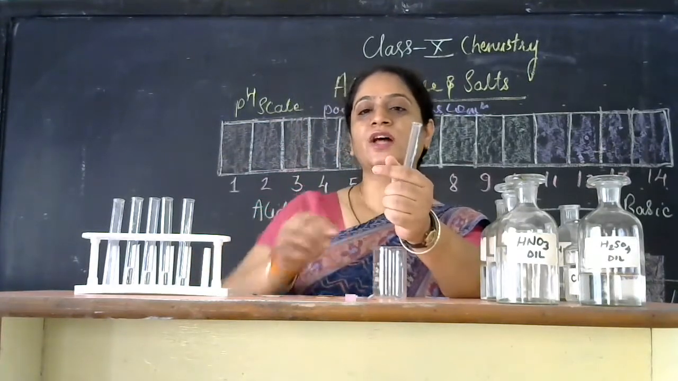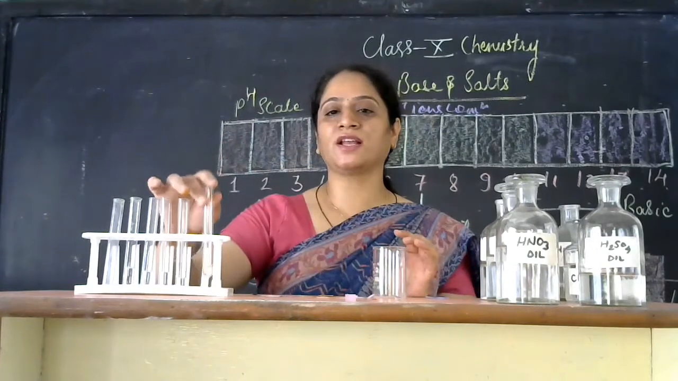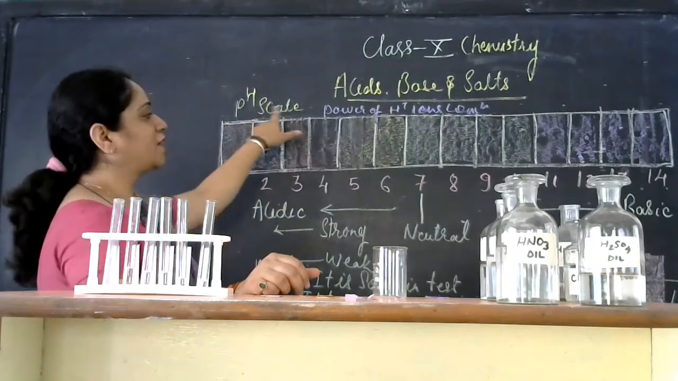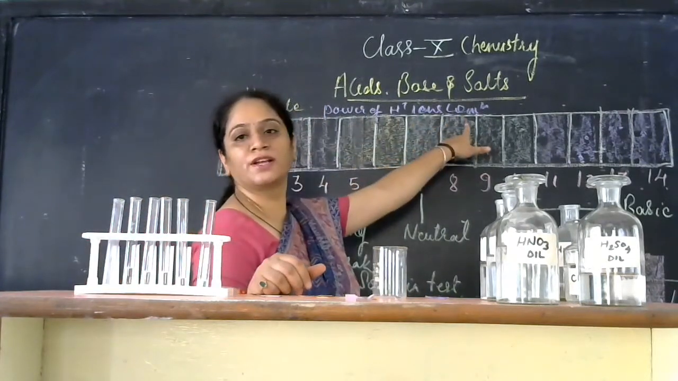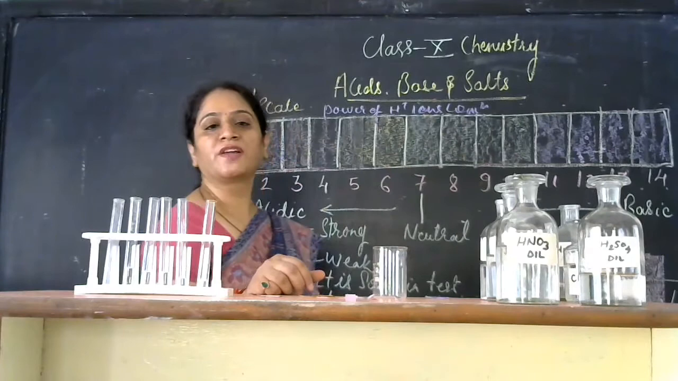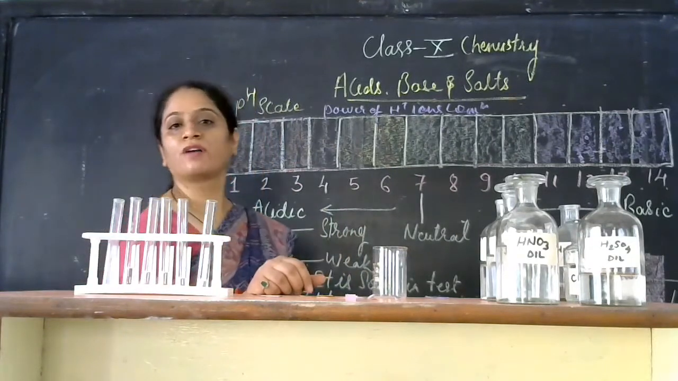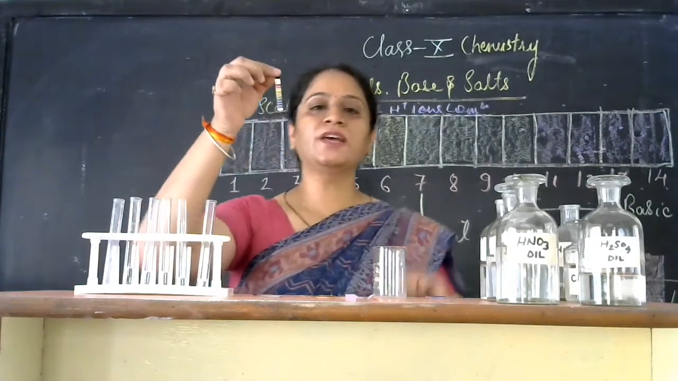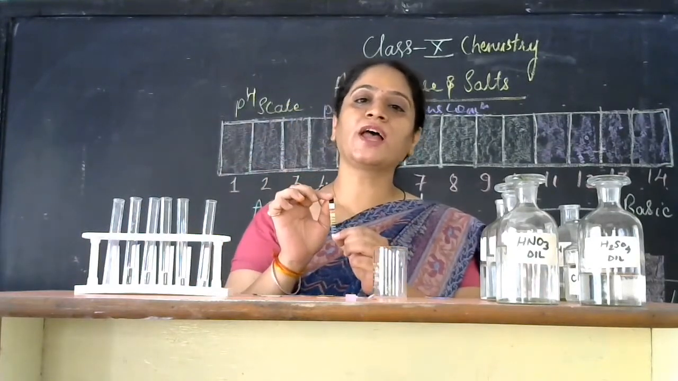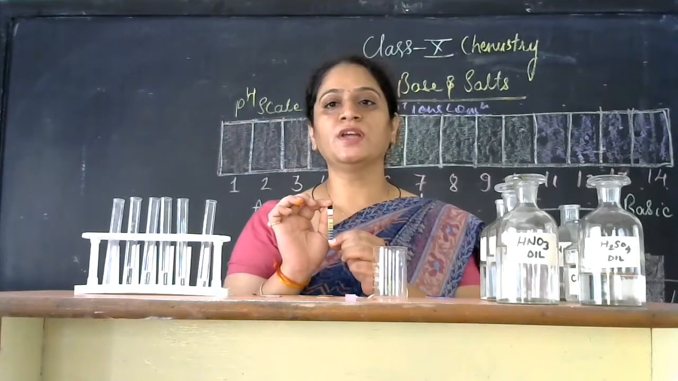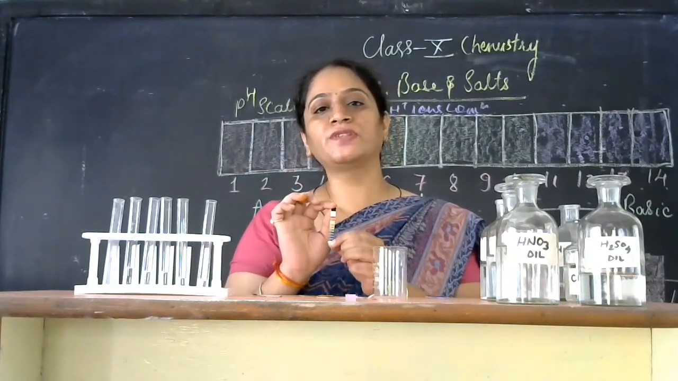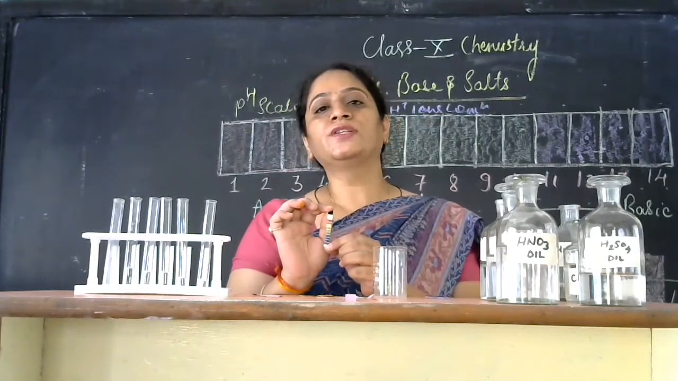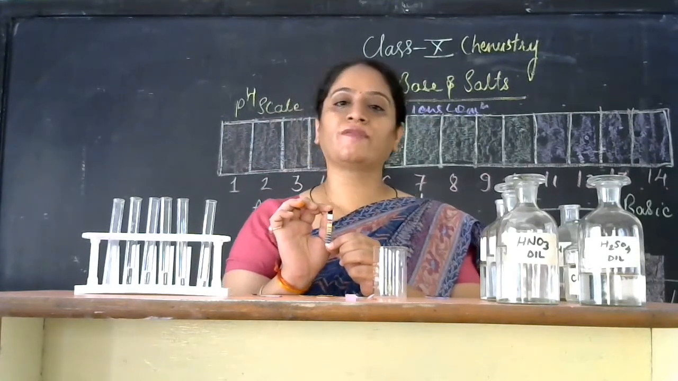Similarly, with the help of the pH scale, we understand what hydrogen ion concentration is. The hydrogen ion concentration inside the solution determines whether the acid is strong or weak. That can be understood with the help of the pH scale. pH is the hydrogen ion concentration in the solution, and according to the presence of hydrogen ions in the solution, it gives the solution a particular color.